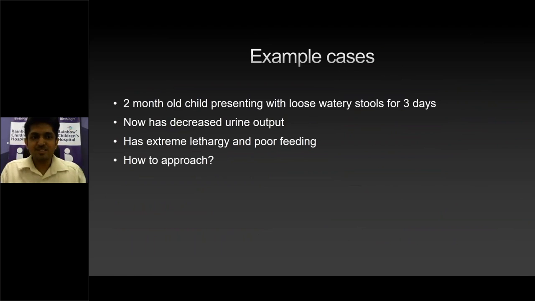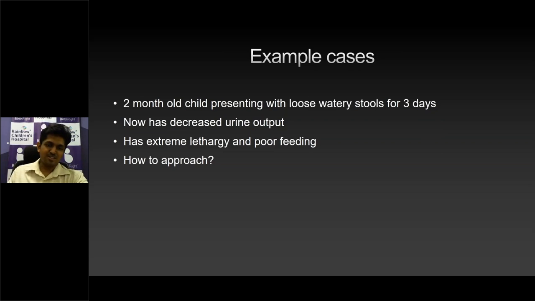So coming to the example cases, this is the first case: a 2-month-old child who is presenting with loose stools for 3 days. The urine output has decreased. The child has extreme lethargy and poor feeding. So how will you approach? So this is an oligoanuric state.